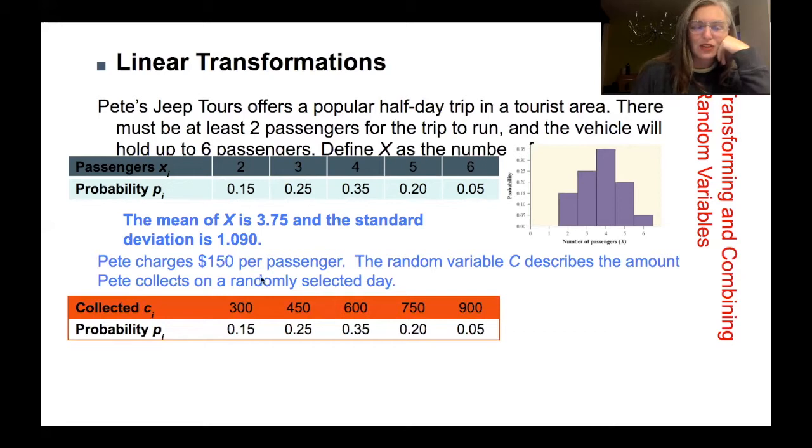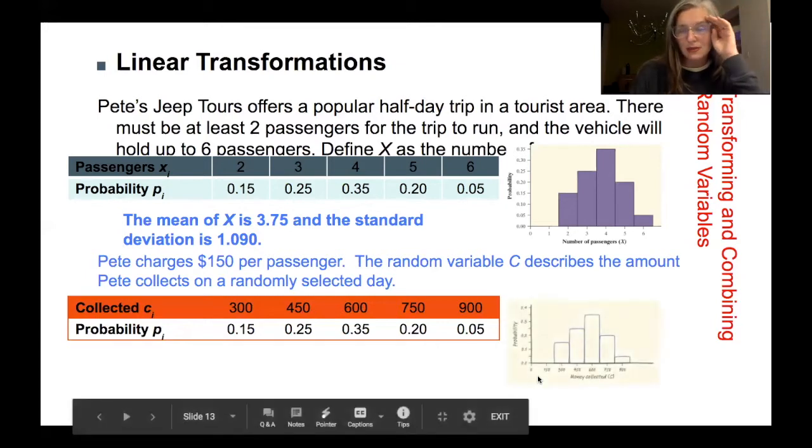3 times 150 will be 450, and so on and so forth, right? So I'm just multiplying the number of passengers by how much per passenger. But the probability of that number of passengers doesn't change. So the probability of that much money collected doesn't change, okay? So the distribution is going to look something like this.